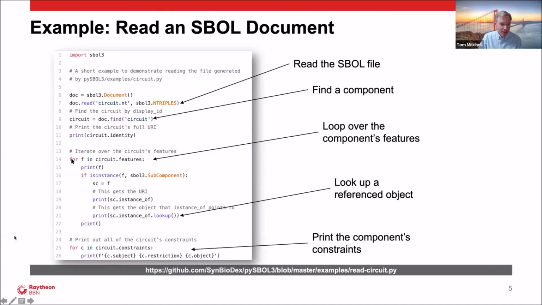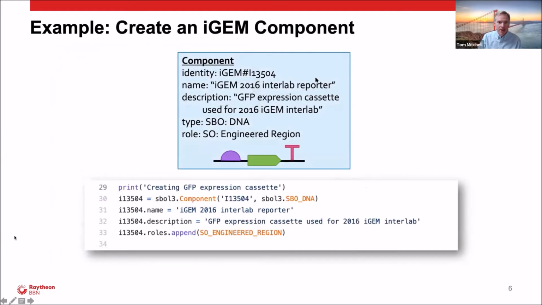And here's an example of that within a component. This circuit component has a set of features, and we loop through that set of features, looking for just subcomponents here on line 16. If it's a subcomponent, we print out some information about it. This is just to give you a flavor of how you might navigate some of the objects in an SBOL 3 document, so don't worry too much about the details. We also talked about, Jake talked about constraints. Here's looping over all the constraints in this circuit component.